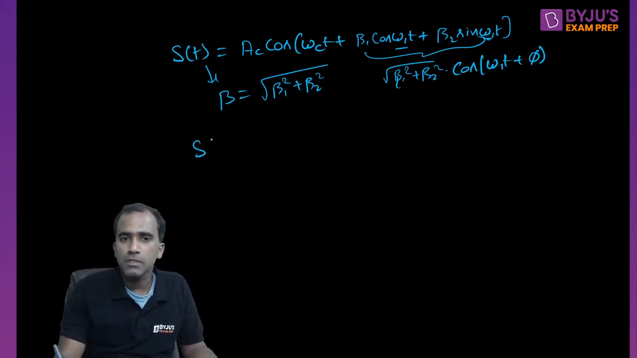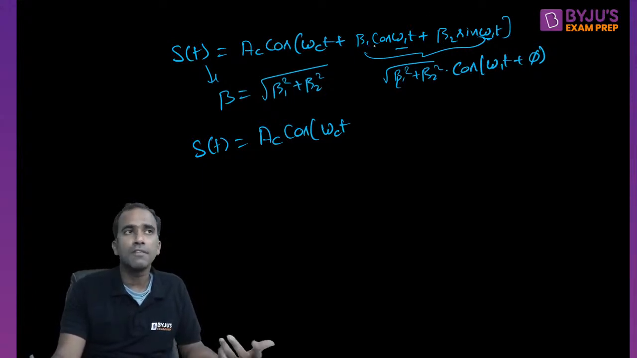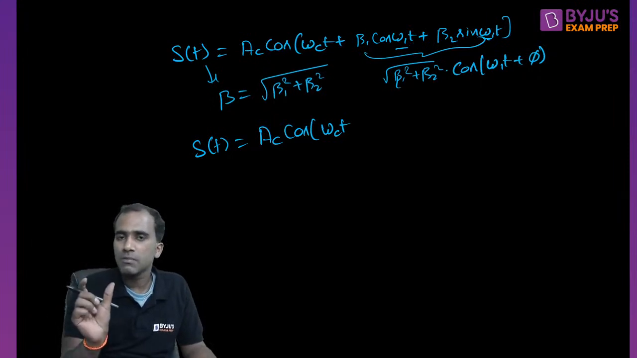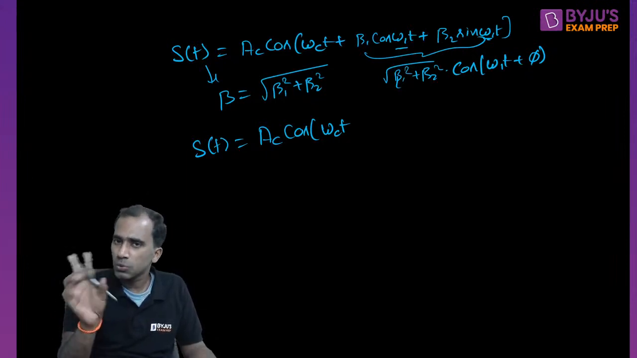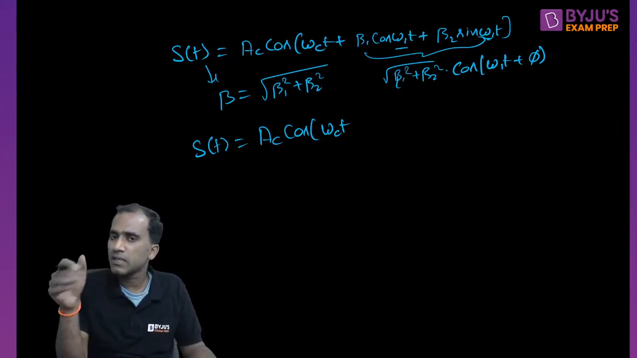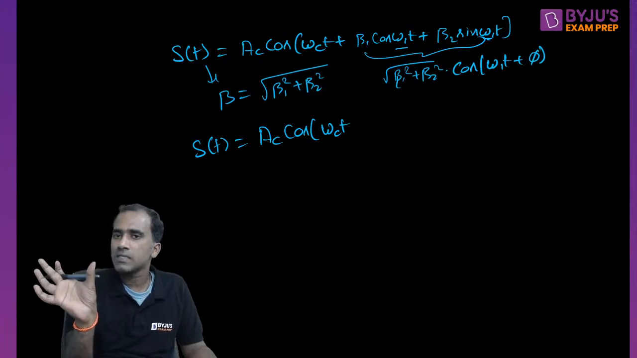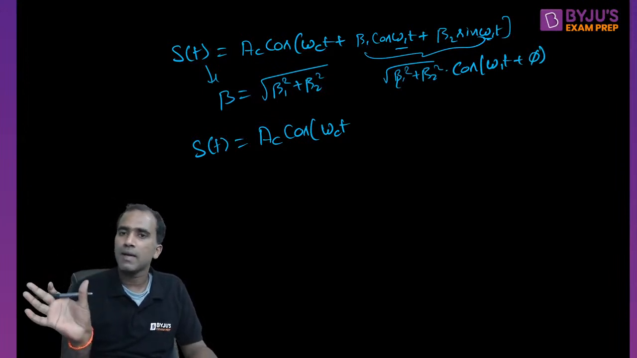And the next model possible is s of t is equal to AC cos of... The maximum phase deviation or modulation index, how do you find it? The maximum magnitude possible in the phase part. And how do you find frequency deviation? If you want to find the maximum frequency deviation, find the instantaneous frequency. In the instantaneous frequency, there are two terms. One is the constant part and the other is the varying part. The varying part is responsible for deviation. In that part, find the maximum magnitude.